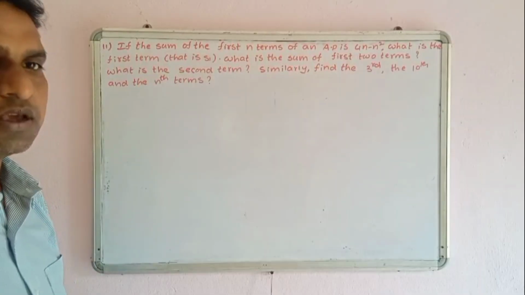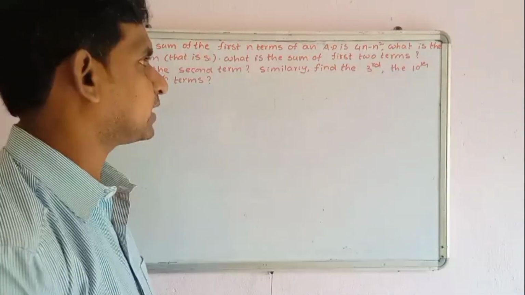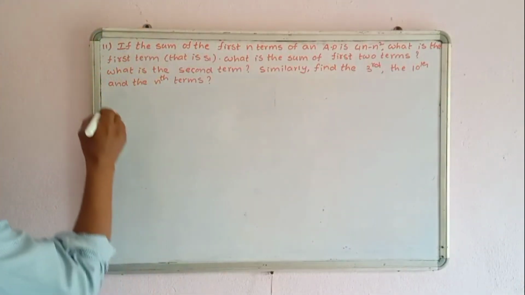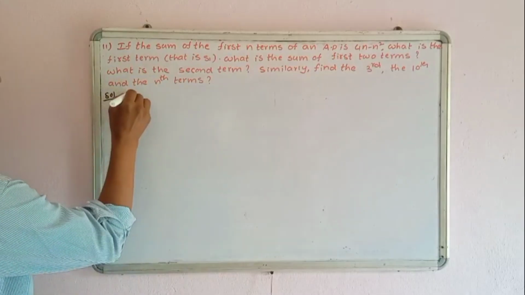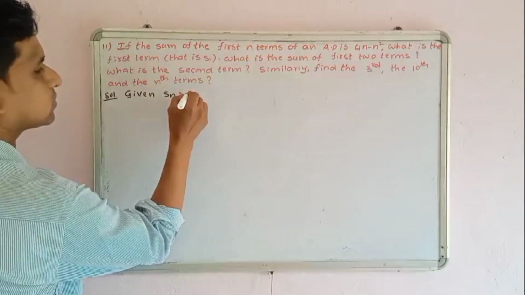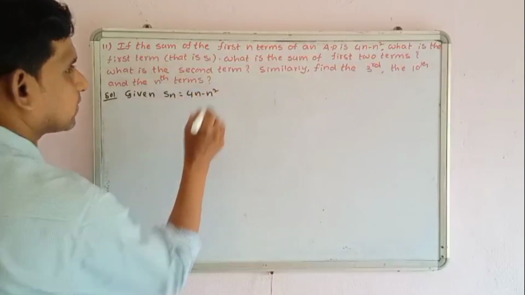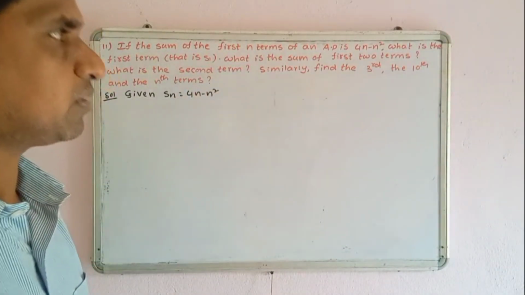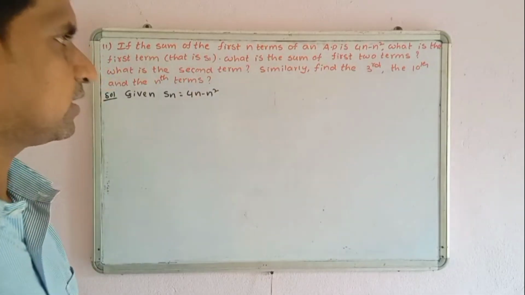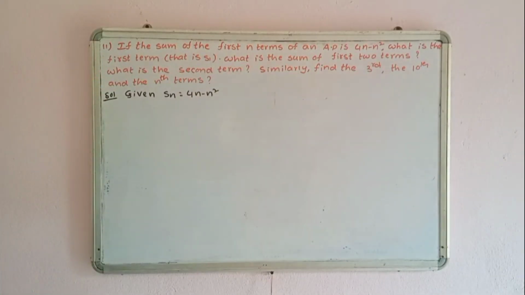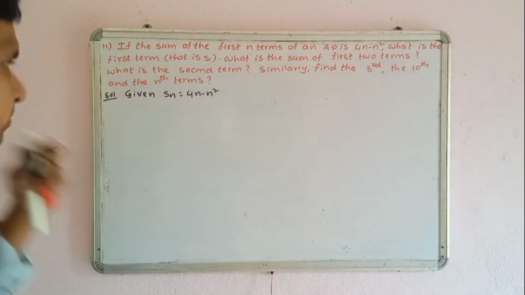Problem 11. If the sum of the first n terms of an AP is 4n − n², that is given as the sum of the first n terms, so Sn = 4n − n². What is the first term? That is S1. What is the sum of the first two terms? What is the second term? Similarly, find the third, 10th and nth terms.